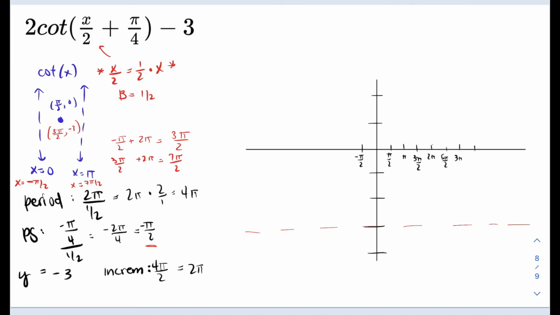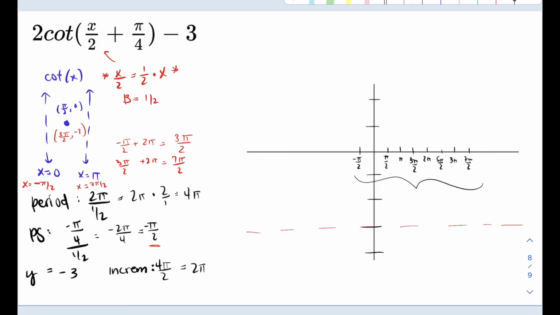This would be 3 pi, this would be 7 pi over 2. Okay, so that is going to be a pretty big gap for just one, right? So this right here would be one period. We want to graph 5 periods, which means that I've drawn my increments a little too far apart. So I'm going to go in and draw them a little closer together, but you get the idea.